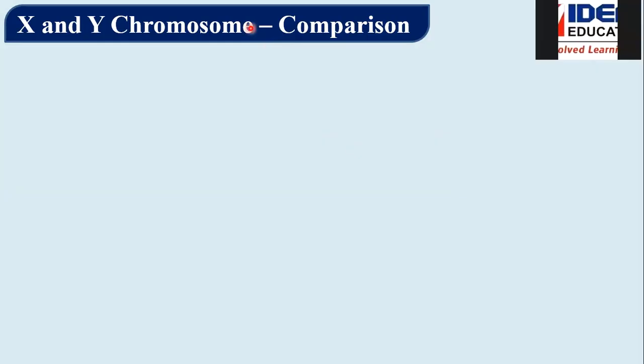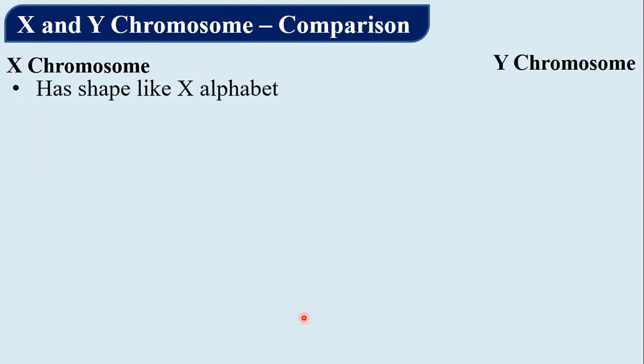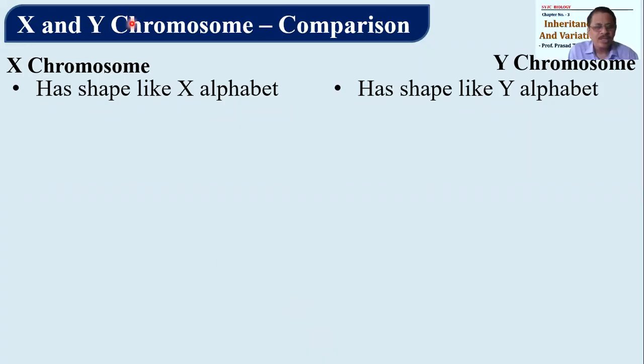So let us make a comparison between X chromosome and Y chromosome. They are looking different from each other. How and what are the features? So on one side we have got X chromosome, other side we have got Y chromosome. X chromosome is having a shape like that of English letter X. That's why it is called X chromosome. Y chromosome is having shape like that of English letter Y. That's why it is Y chromosome.